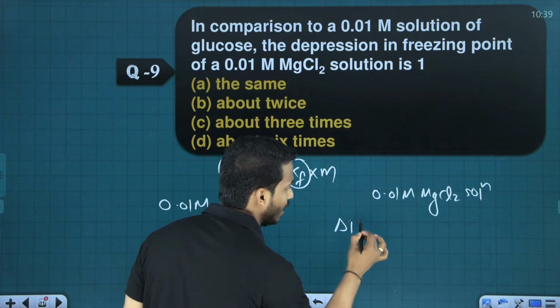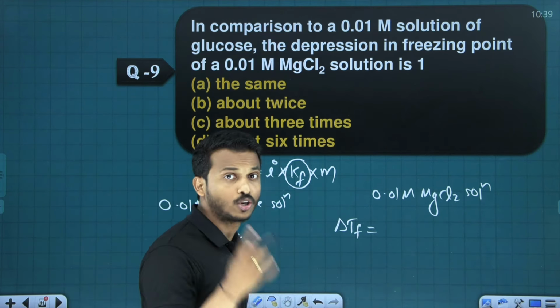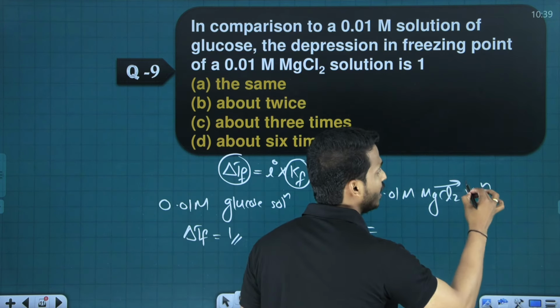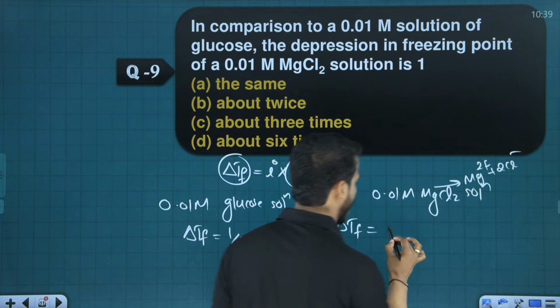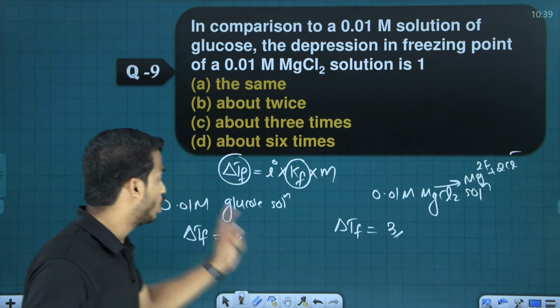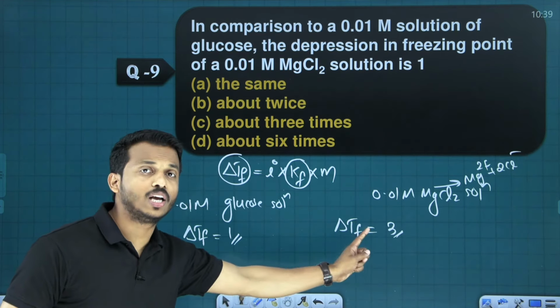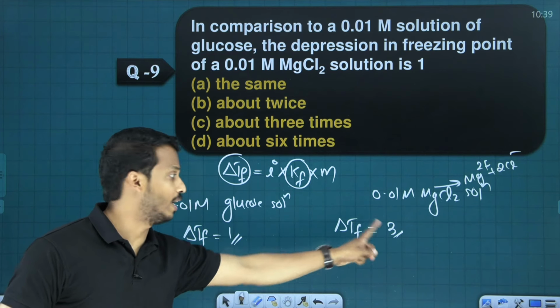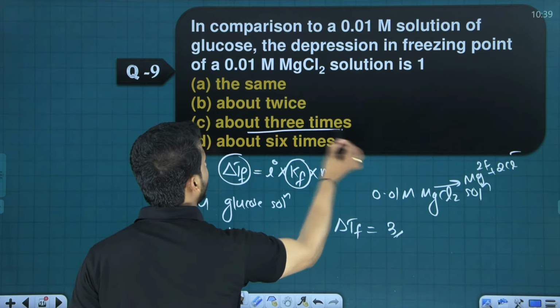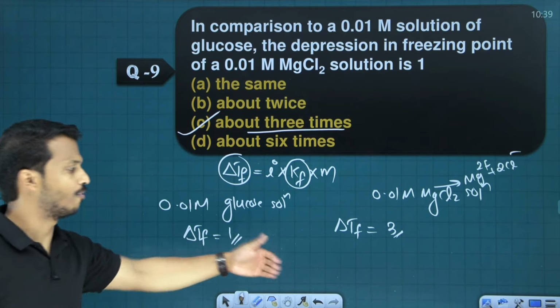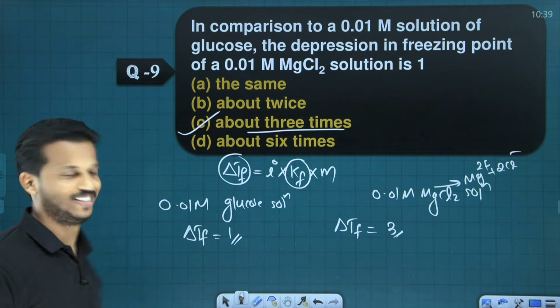Whereas here, what is the MgCl2 Van't Hoff factor? MgCl2 gives you Mg2+ and 2Cl-, a total of 3 ions. So tell me, compared to glucose, this MgCl2 depression in freezing point is 3 times, because it depends only on the i value. So about 3 times the Van't Hoff factor, right? Therefore delta Tf is increased 3 times.